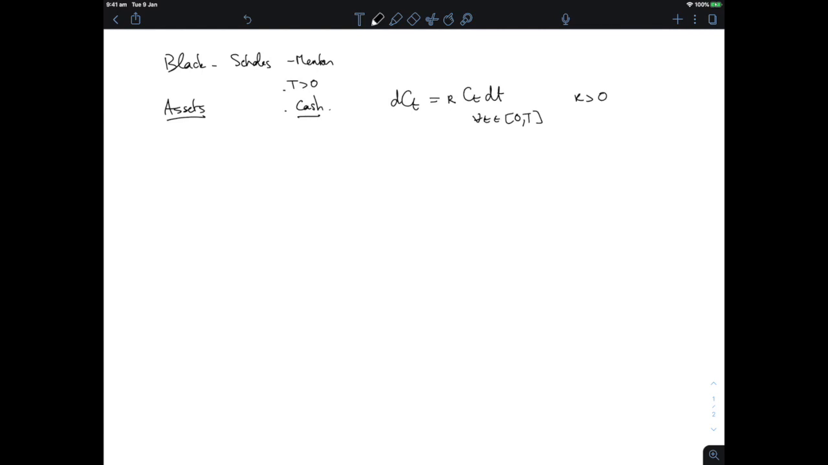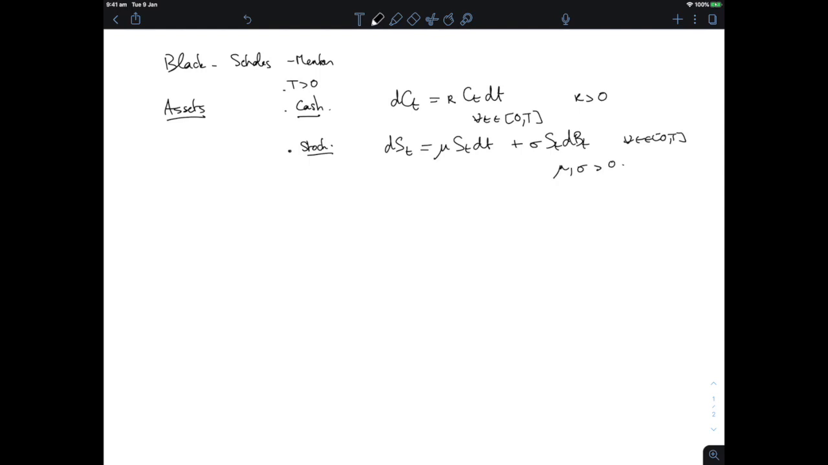We have a stock, that's our second financial asset. It satisfies the stochastic differential equation of a geometric Brownian motion. So dS_t is of the form mu S_t dt plus sigma S_t dB_t, and mu and sigma are understood as positive constants.